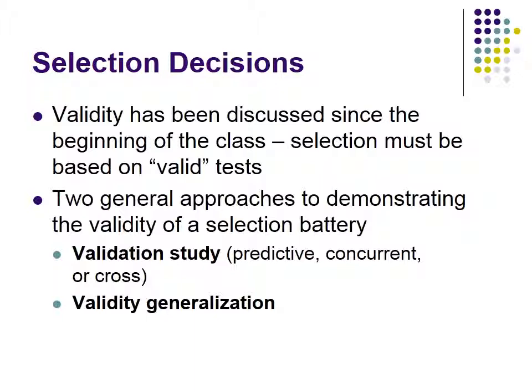The first one is an actual validity study, and the second one is validity generalization. We're going to talk about the validity study first, and there are a couple of ways we can do validity studies. We can do predictive validity studies, concurrent validity studies, and cross-validation studies, and I'll talk about each of those in the upcoming slides. Validity generalization means we don't actually do a specific study on our selection battery in the organization we're working in. We do a literature review of all of the published research on that selection test to build up an argument that it is a valid predictor for our job.